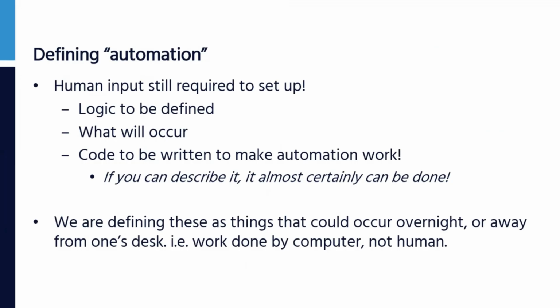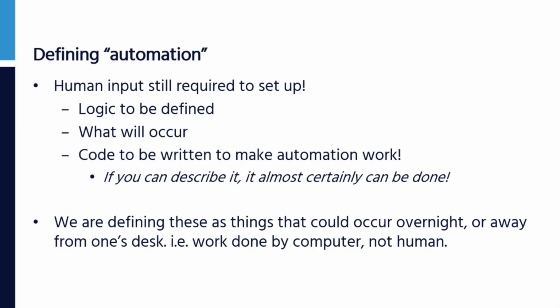Let's also quickly define automation. So what I'm talking about when I say the word automation in the context of today's presentation. It's still something where you're going to need human input to set it up. Vision only does what you tell it to do. So you're still going to need to tell it to do these things automatically.